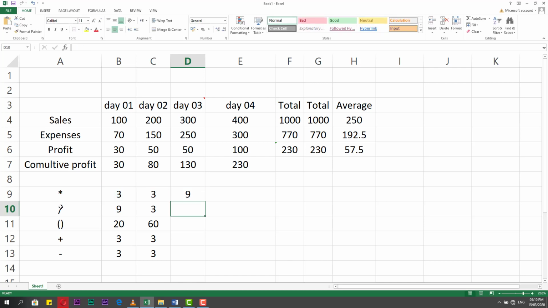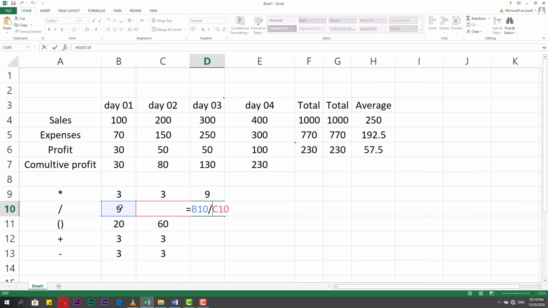Okay, this is for divide. If I put this and put the shape for divide, this slash, on this one, it will give me a 3. Okay, 3 is 9 divided by 3. Okay, this bracket is very important.